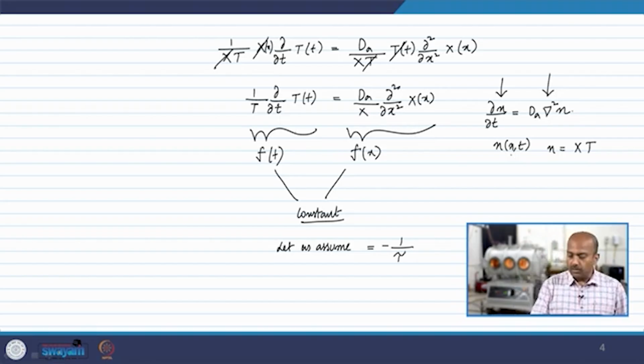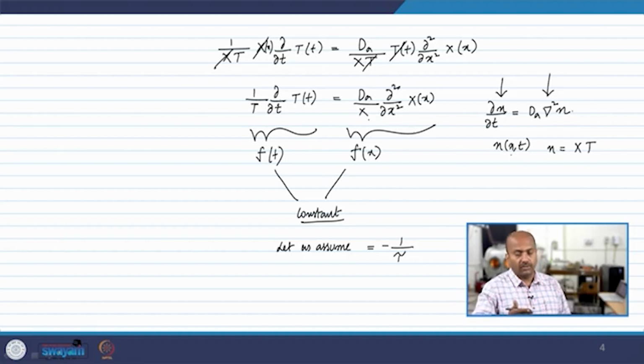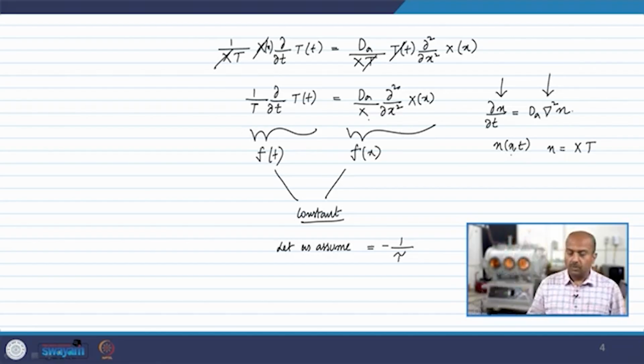Now, we can equate this minus 1 by tau individually to the left hand side as well as the right hand side, and then seek a solution for both capital T as well as capital X of x. So, you have to construct a solution for capital T of t, for which if you take a time derivative, you will get a constant, and you have to construct a solution for capital X of x, which is purely a function of x, for which if you take a double derivative with respect to x, it will give you the same constant that you have seen on the left hand side. Mathematically the process is of course simple, but what you are actually doing is what I have just explained.